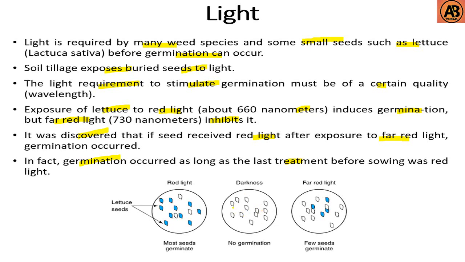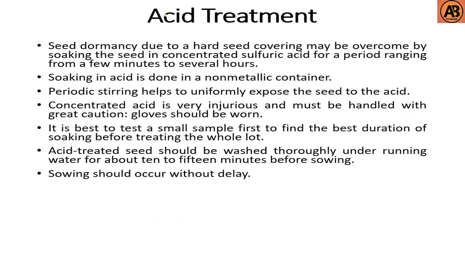Then acid treatment, it is one type of chemical treatment for breaking down the dormancy. Seed dormancy due to hard seed covering may be overcome by soaking the seed in concentrated sulfuric acid for periods ranging from a few minutes to several hours. Soaking in acid is done in a non-metallic container. Periodic stirring helps to uniformly expose the seed to the acid.